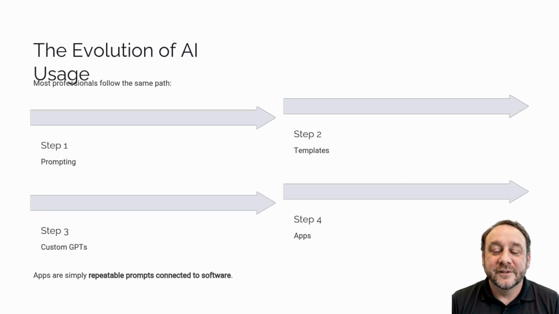Most professionals who start using AI move through four stages. The first stage is simple prompting. This is where you type instructions and the AI generates a response. The second stage is using templates, so you don't have to reinvent the prompt every time. The third stage is building custom GPT assistants that automatically follow your preferred instructions and workflows. The fourth stage is building applications. This is where things become powerful because the prompts are no longer hidden inside a chat window. Instead, they are connected to software and automation. At that point, AI stops being a conversation and starts becoming a tool.